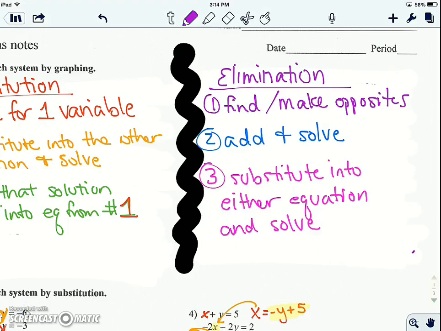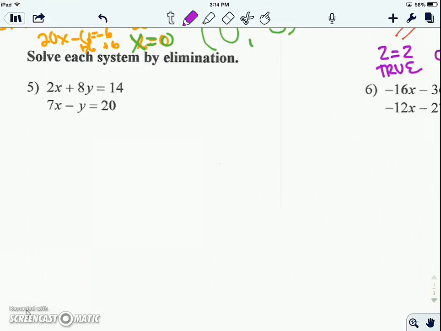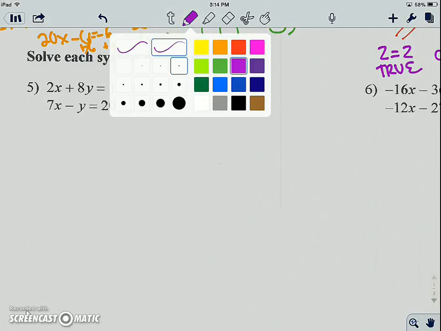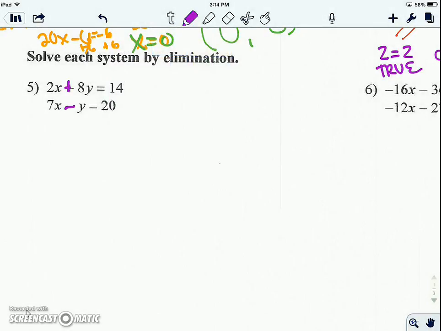Okay, now we're going to do elimination. Step number 1 is to find and make opposites. So what I mean by that is I need two numbers that are opposite. They're the same number but different signs. And I see that right here I have a positive and a negative. So if I were to multiply this bottom equation by 8, I'd get a positive 8 right here and a negative 8 right here. So I'm making an opposite.